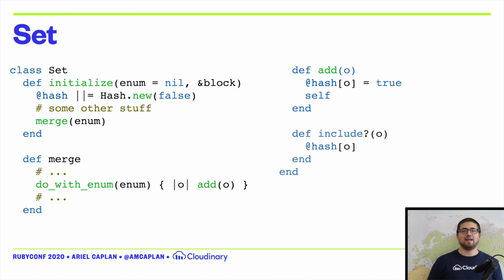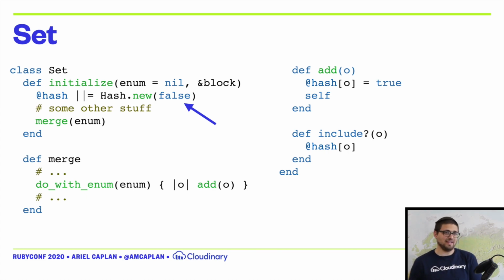And when we call include, we're just doing a bracket access on the hash. So we're saying, is this object included in the hash or not? And if it's included, well, remember how the value we set above is true, so it'll be true. But there's that default value, false. So if the object is not there, it's just going to return the default value, which is false. But if it's there, it's going to return true.